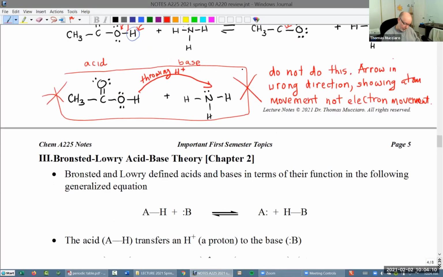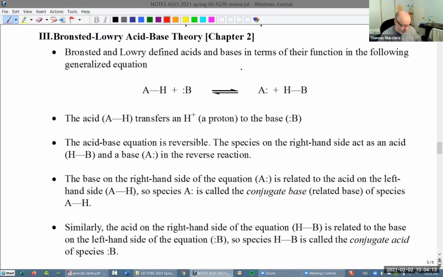Okay, great. So now we're going to talk about Bronsted Lowry acid-base theory really quickly. This again is review. I totally get it. I cannot emphasize how important it is that you understand Bronsted Lowry acid-base theory. It is essentially the acid-base theory. There's other ones, but this is the one that we use on a daily basis.